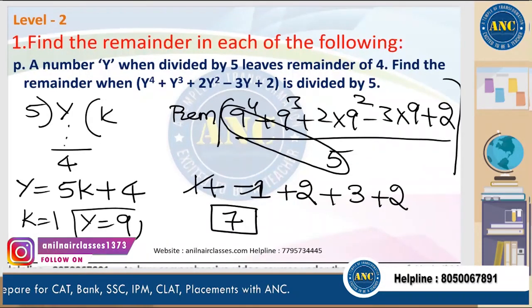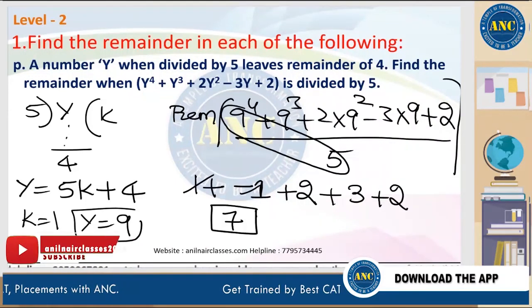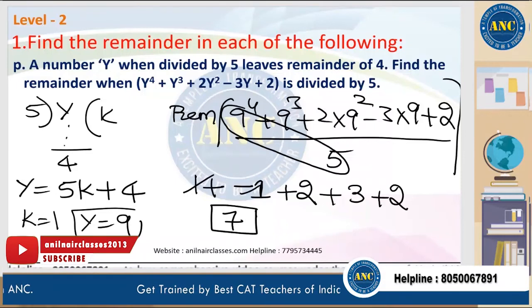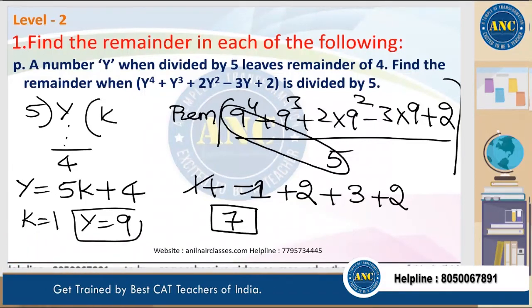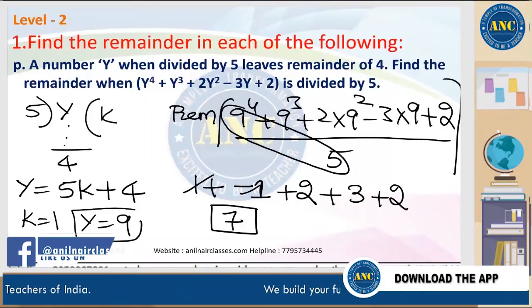A number when divided by 5 leaves a remainder 4. Dividend equals divisor into quotient plus remainder. Idea clear, right?